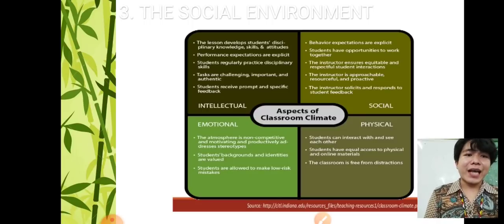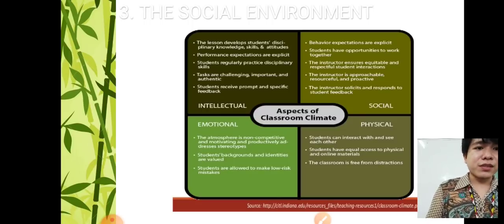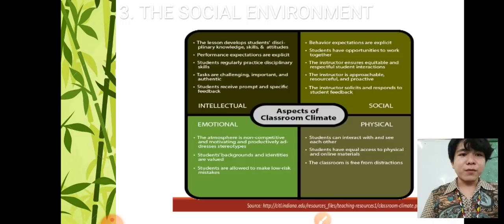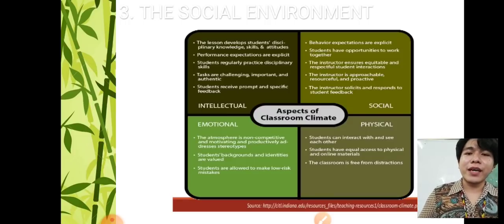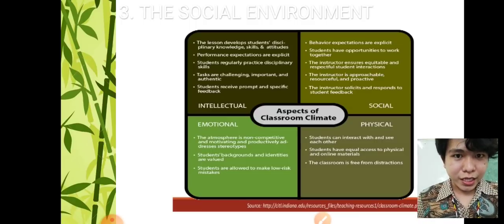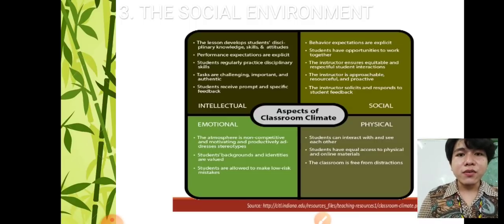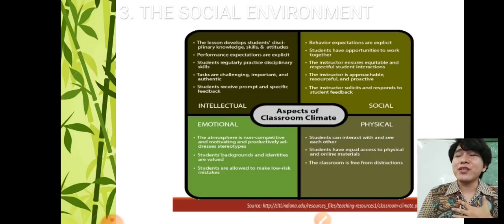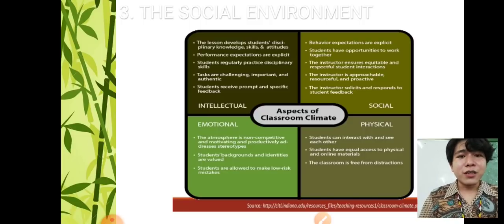So we have here aspects of classroom climate. In intellectual, of course, we need to instill into our mind that students do really have their own way of learning. That is why as a teacher, we need to consider that. And if we consider that, the students would really feel, oh, si teacher, consider niya ako. So therefore, there is a positive perspective of the students towards your class.